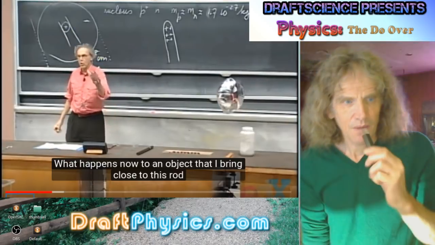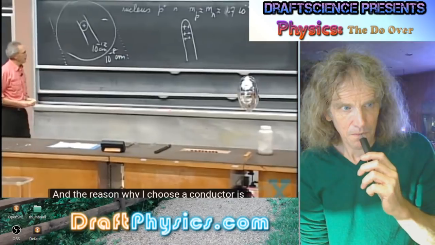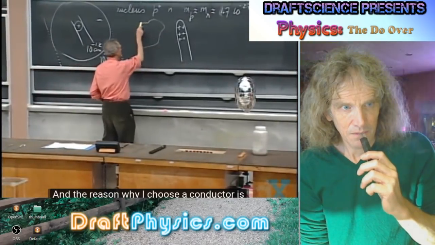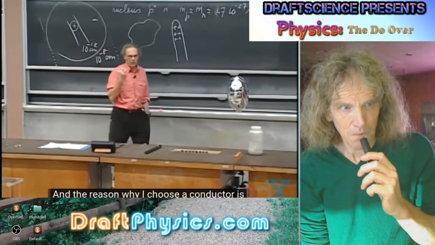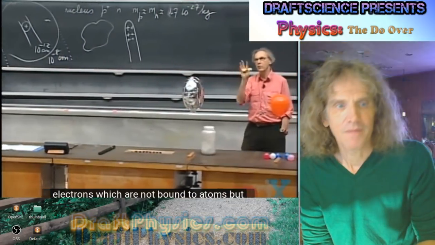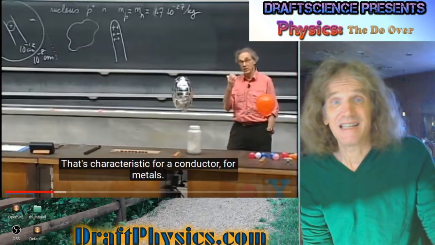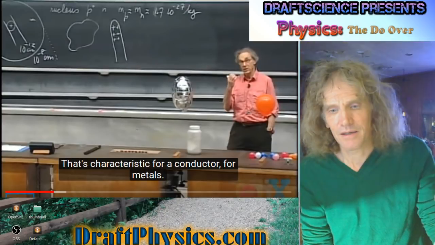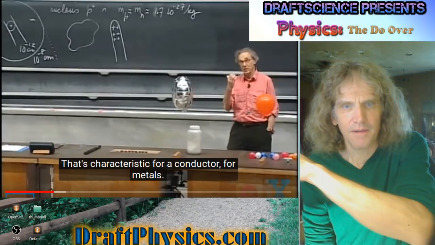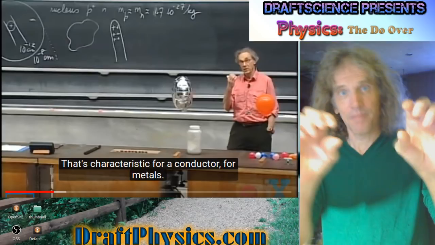Now to an object that I bring close to this rod. And I will start off with taking a conductor. The reason why I choose a conductor is that conductors have a small fraction of their electrons which are not bound to atoms, but which can freely move around in the conductor. That's the traditional idea of how electricity moves, because the electrons move. But that's really not what's happening. The electrons only move a little bit, in the sense that they push on the paddle.